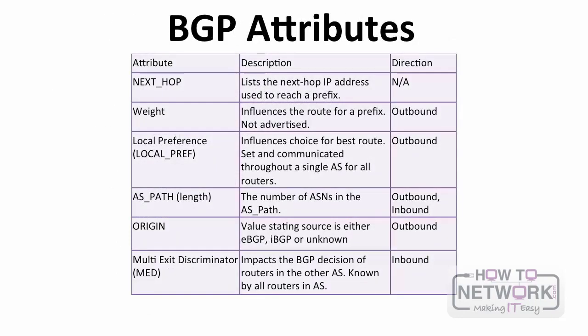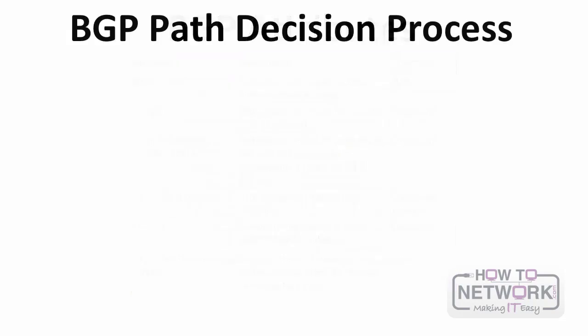and MED. So here are the BGP attributes that you really need to know for your exam, specifically focusing on weight, which influences the route locally on the router. Local preference influences a route throughout an AS. The AS path is the number of ASs in the AS path, and MED, which impacts the BGP decision of routers in the other AS. We're going to go into these 4 on this video in detail so you can fully understand them.